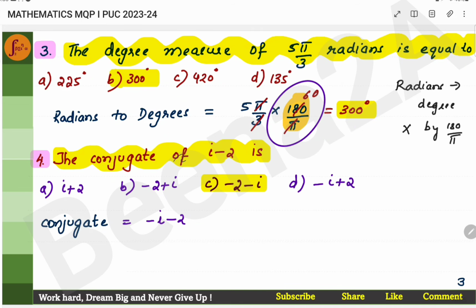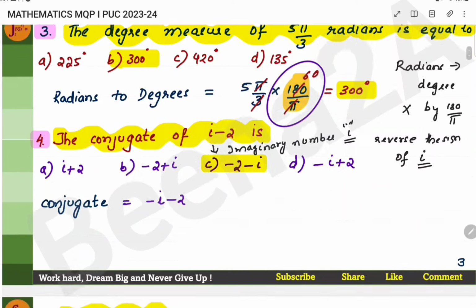The next one: the conjugate of i minus 2. This is an imaginary number, right? This represents the imaginary number i. Now for the conjugate, you have to reverse the sign of the imaginary part. Reverse the sign of i, that becomes the conjugate. So you have plus i here, make it minus i. So option C is the right answer.